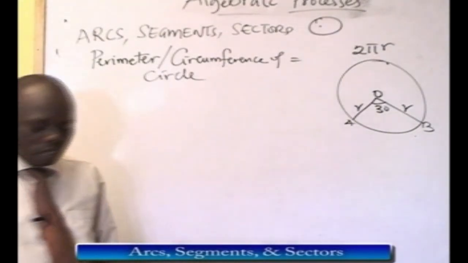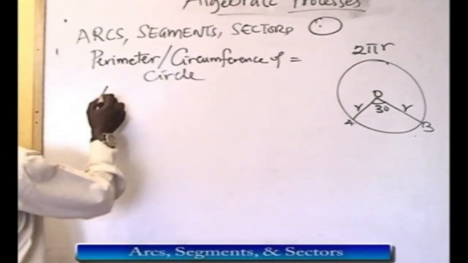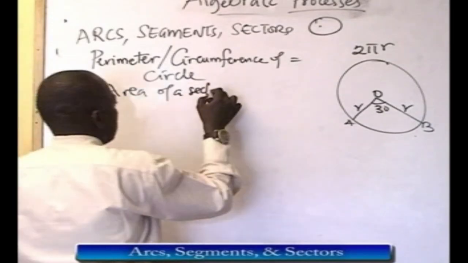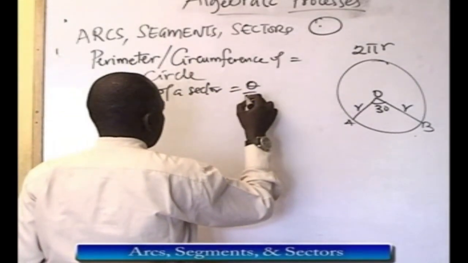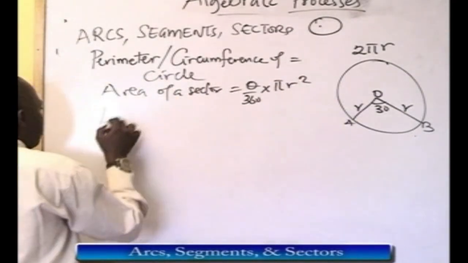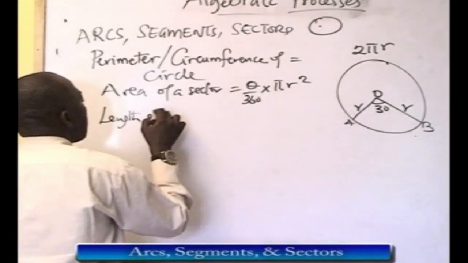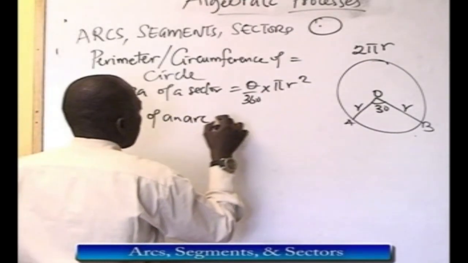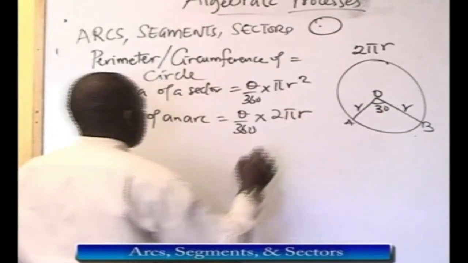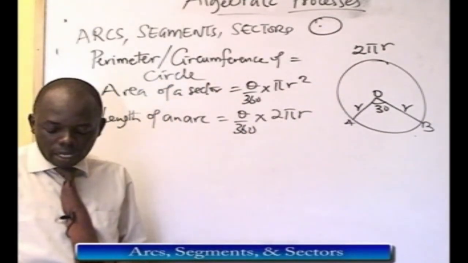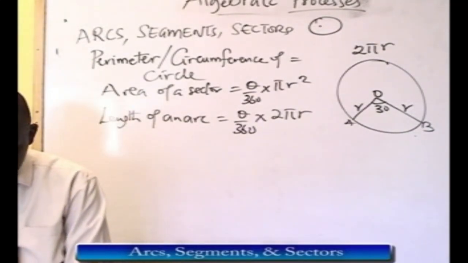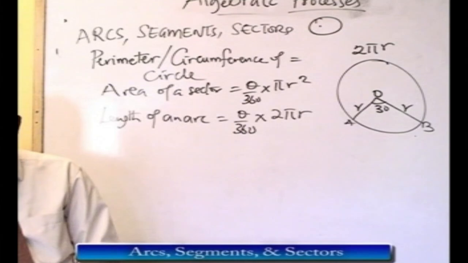The area of a sector is usually determined by theta over 360 times pi r squared. The length of an arc equals theta over 360 times 2 pi r. Please do not mix them. A sector and a circle do not mean the same thing. Please do not mix them together.